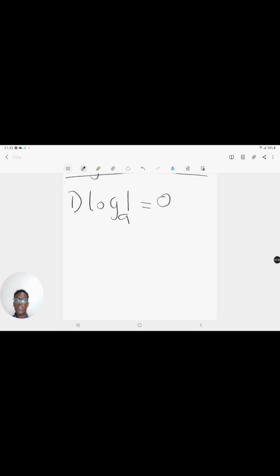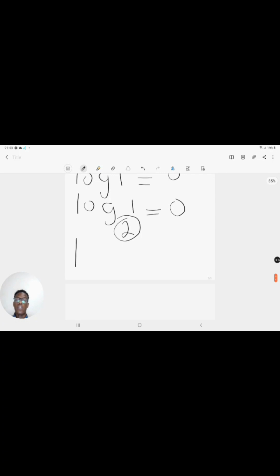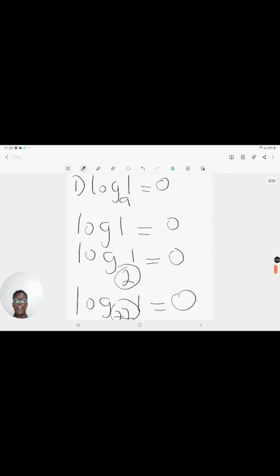I can demonstrate that with a couple of examples. If you take your calculator and punch in log 1, you'll get 0. If you punch in log base 2 of 1, you'll get 0. It doesn't matter what the number there is. If you punch in log base 77 of 1, your answer is going to be 0. It doesn't matter what your base is. I will show you why this is the case.